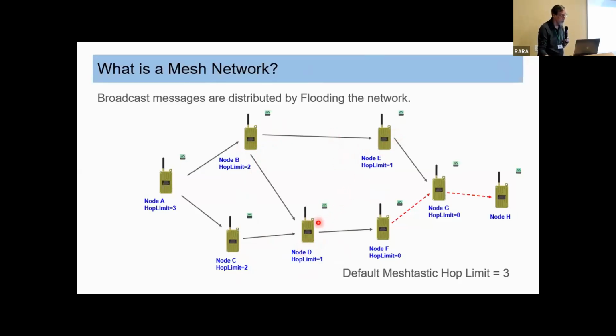Each one of those two nodes, D and E, again, are going to decrement the hop limit by 1. It's still not 0. So then they're going to send it on. Make sense so far?